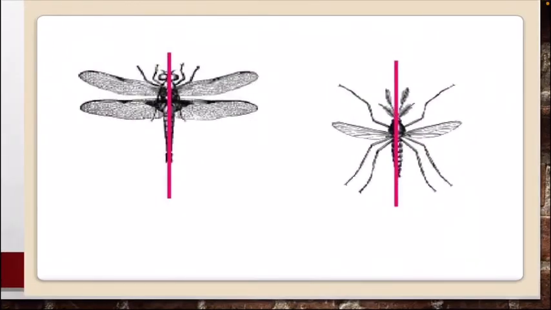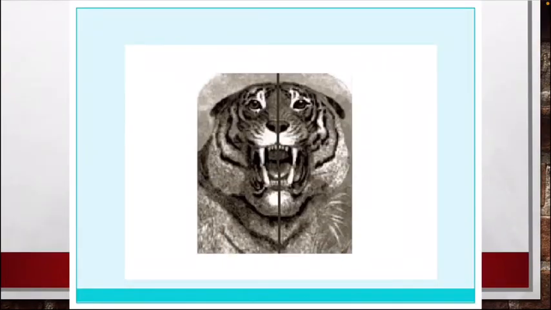Okay. This is a dragonfly and a mosquito. When I cut this into half, does this look identical? Of course it is. So the line drawn on it is called the line of symmetry. Look at this tiger, the portrait of the tiger. Does it look symmetrical? Students, can you watch this keenly? It looks like a mirror image of one another. Of course, it is symmetry.